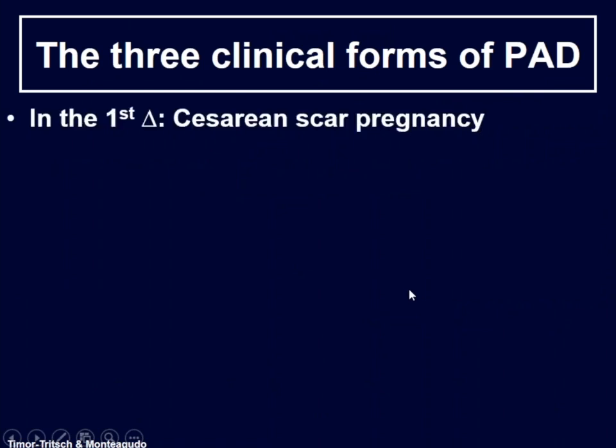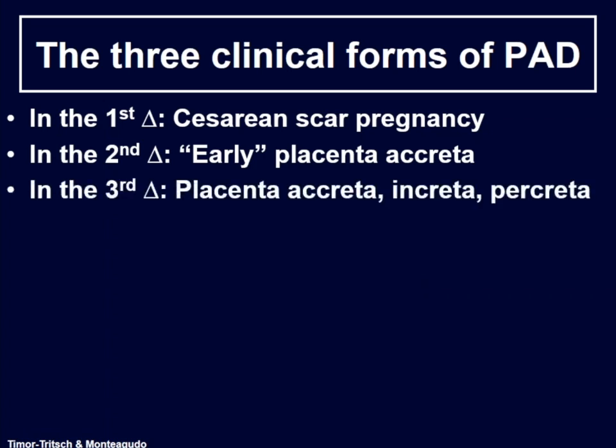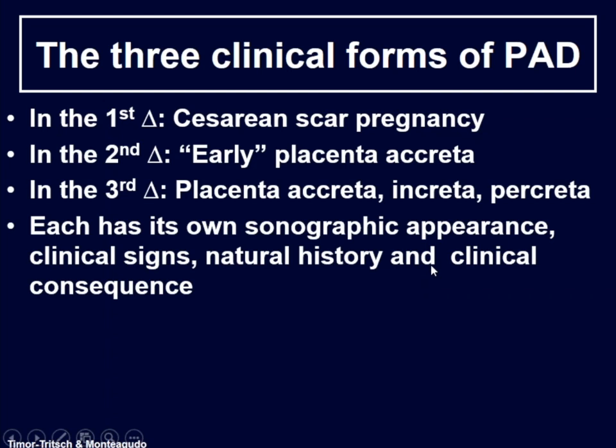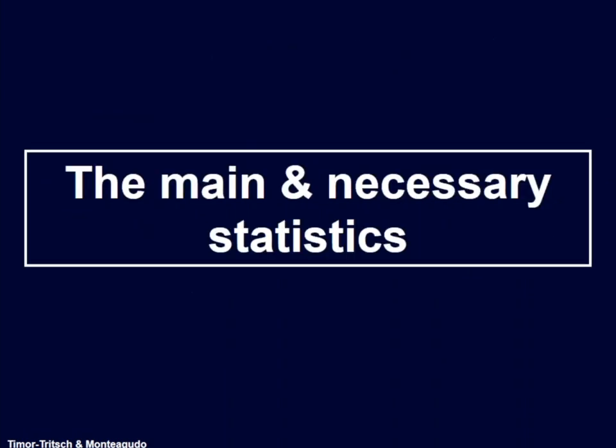There are three clinical forms of placental adherence disorders. First is the scar pregnancy we talked about. The second one is the second trimester early accreta, which I barely touched. And the third one is the full-blown placenta accreta, increta, and percreta. Each has its own sonographic appearance, clinical signs, natural history, and clinical consequence. Each could be considered a different clinical entity. However, there is proof that they are expressions of the same histopathologic entity.